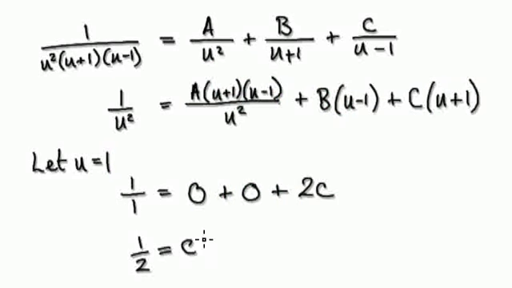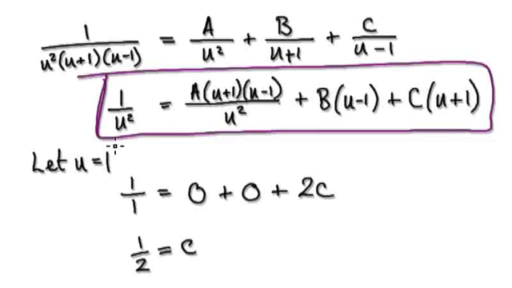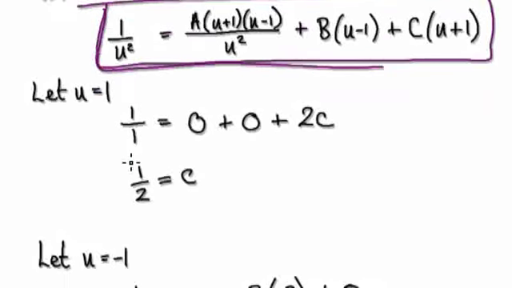So now divide both sides by 2. C equals a half. So now we know C. Now recycle this bit here. Instead of making u to be 1, let's make u to be negative 1.